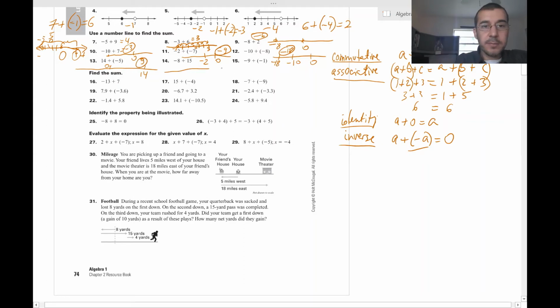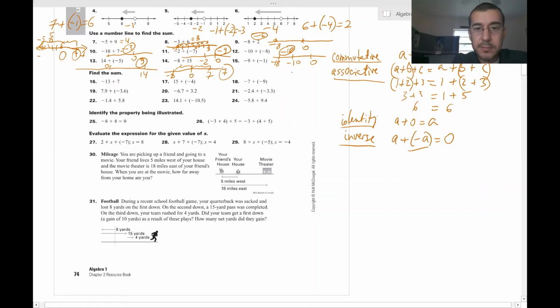For 14, you start from -8. It's to the left of the 0. And then +15, you go to the right. So from -8 to 0, that's 8 units. You need another 7 units to get +15, because 15 is 8 plus 7. So from -8, you went +15, and you came to 7. So 7 is the answer for 14.